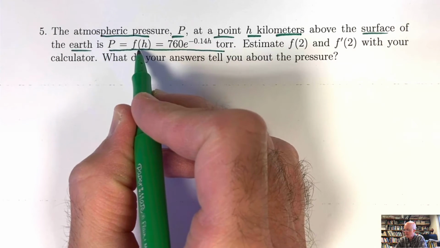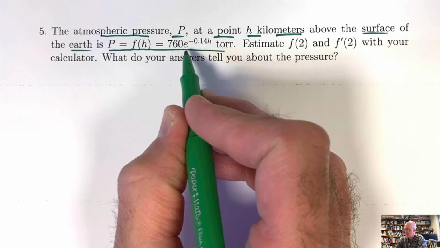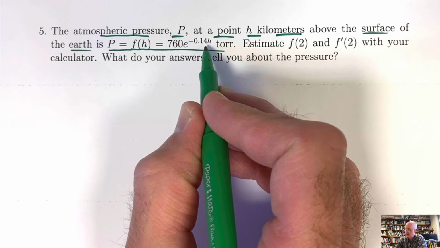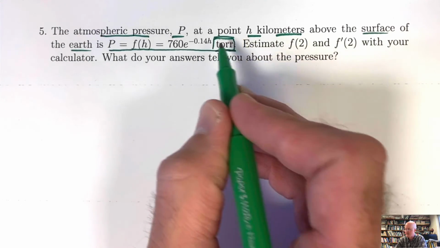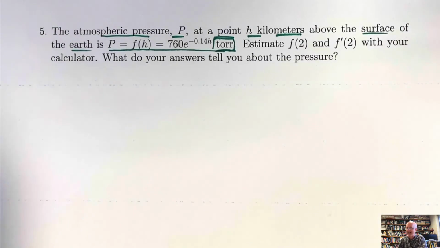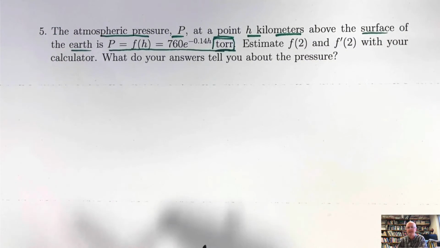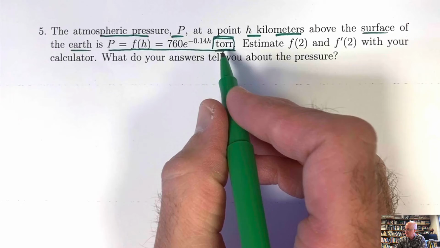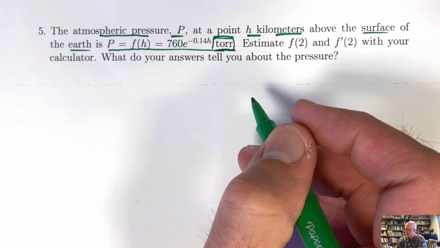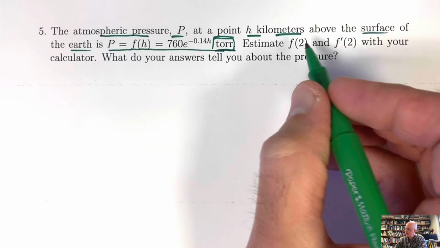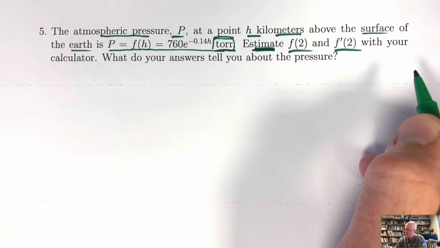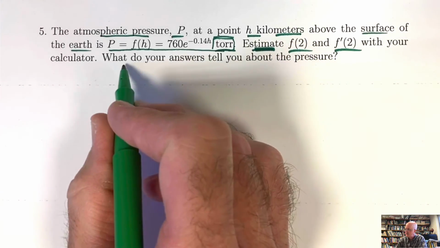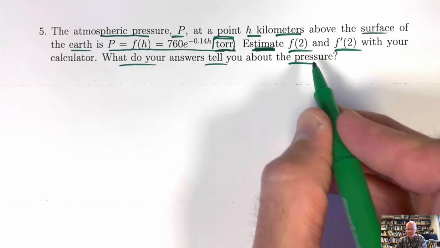P equals f of h equals 760 times e to the negative 0.14 h. Torr is the strange kind of units for pressure here. Sometimes units could be in pascals or in atmospheres, I think is the other unit people often use. Torr is another kind of atmospheric pressure unit. Goals are to estimate f of 2 and f prime of 2 with your calculator and say, what do your answers tell you about the pressure?